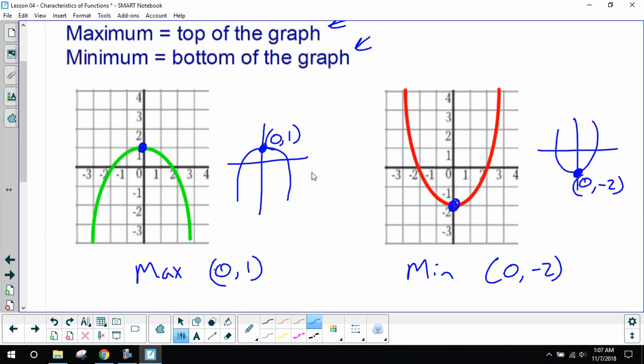How high is the graph? How low is the graph? Max, min, and you use coordinate points to answer the question. So again, pause the video so you can jot this down. If not, I'm moving forward.